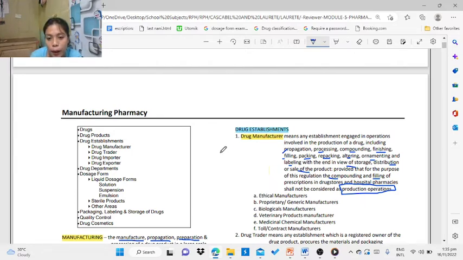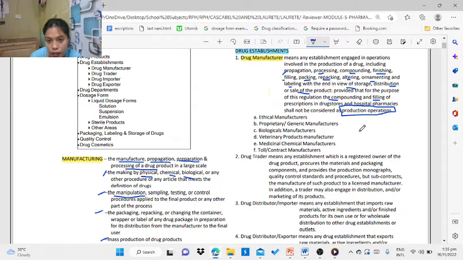So we have six drug manufacturers. We have first the ethical, the proprietary or generic manufacturer, the biological. When we say biologicals, these are the vaccines, the vials, or veterinary products, from the word vet, veterinarian, so for animal products. And the medicinal chemical manufacturer, also toll or control.